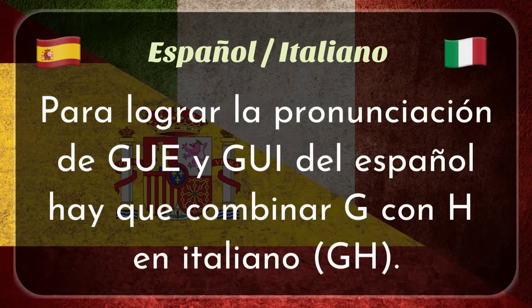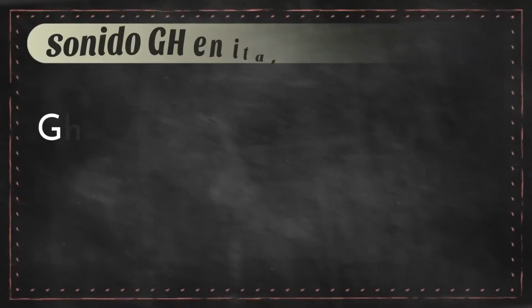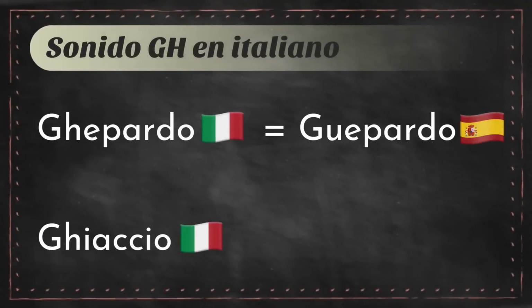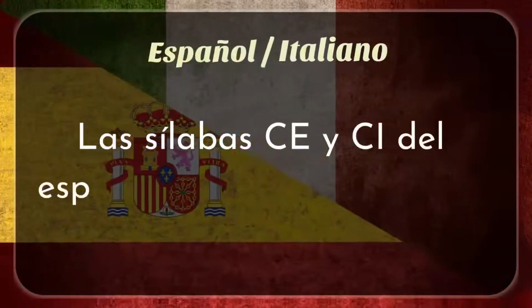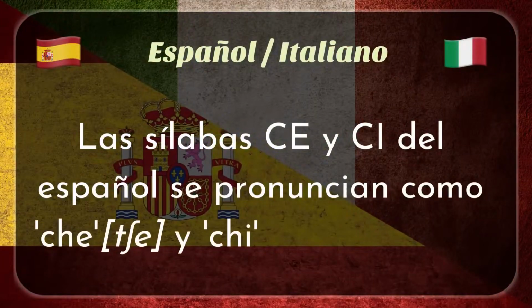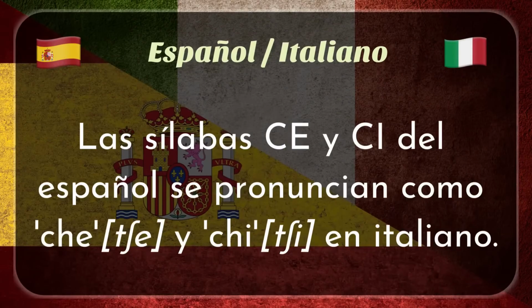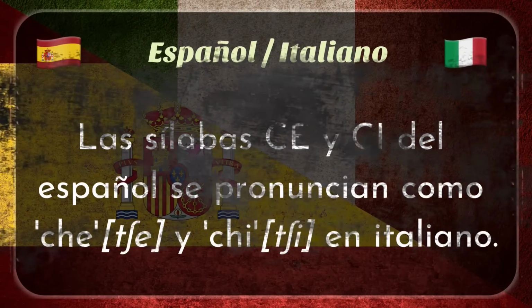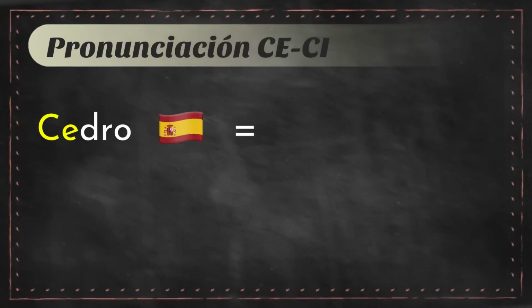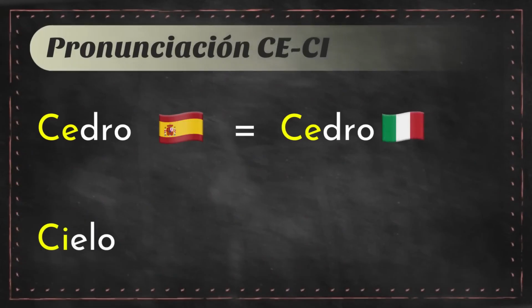In Italian, ghepardo, ghiaccio. The syllables CE and CI in Italian are pronounced like che and chi in Spanish: cedro, cedro, cielo, cielo.